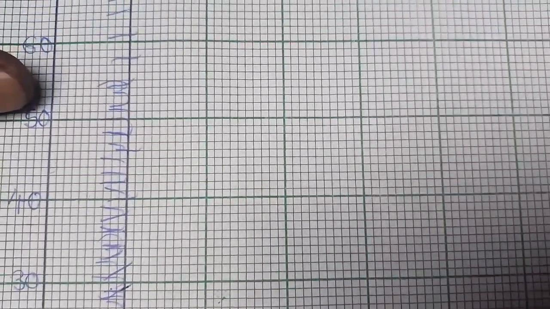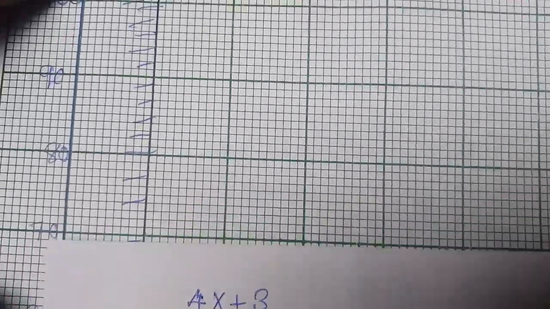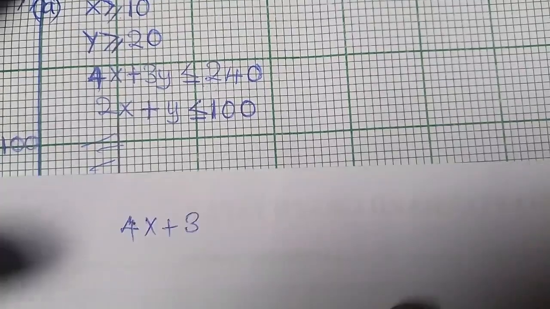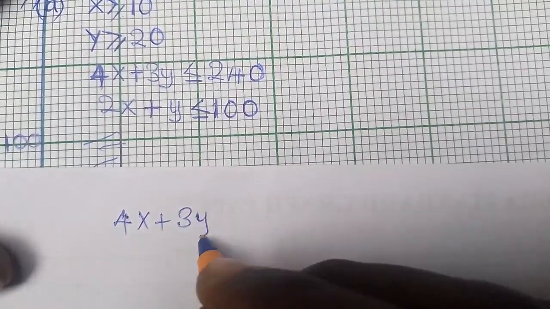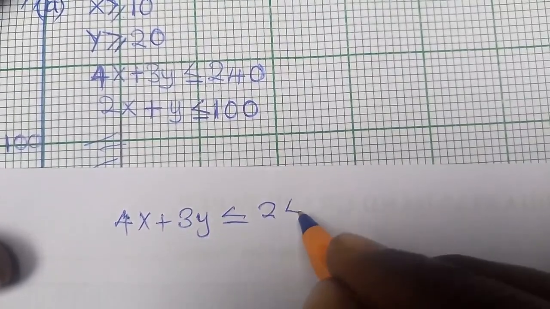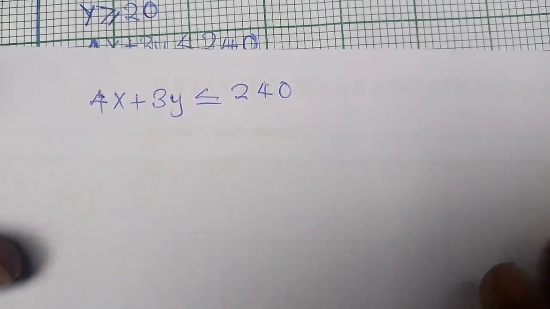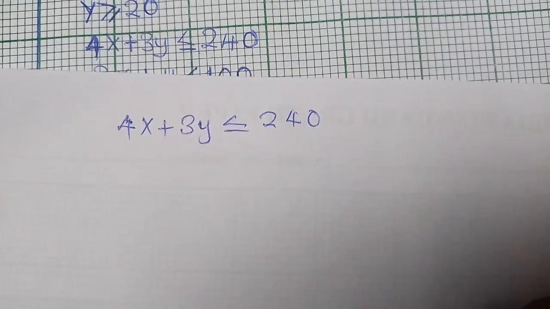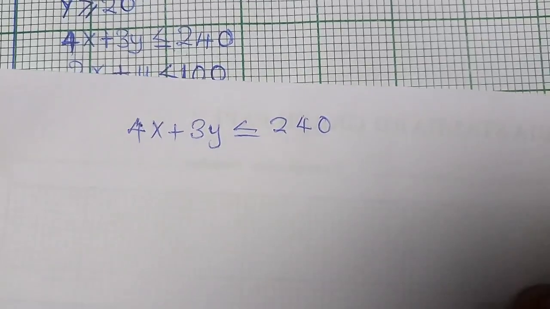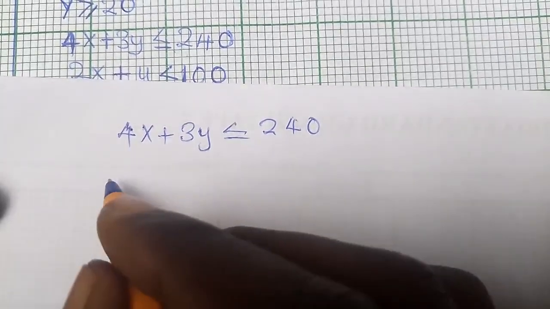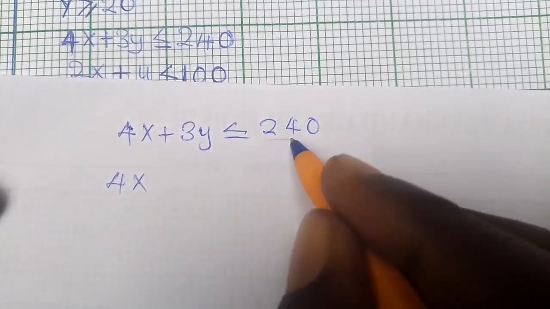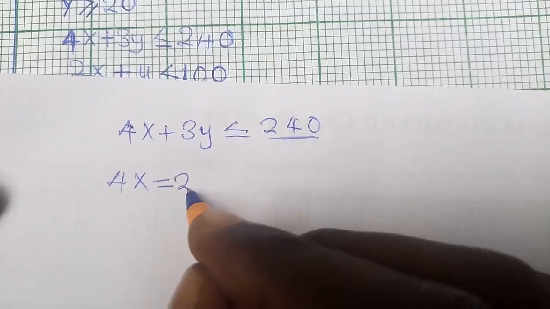Then we move to these 2 that we did. I'm going to show you the easiest way to plot this. That was our third one: 4x plus 3y less than or equal to 240. How can you plot this? I'm going to show you the easiest way to plot this one on the graph. You're going to get 4x, then equate it to this one, which is 240.